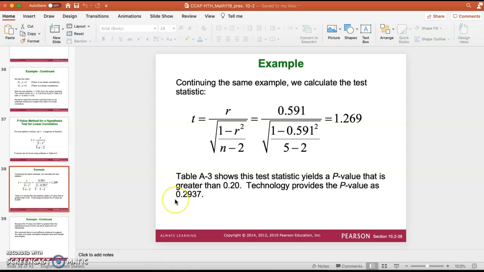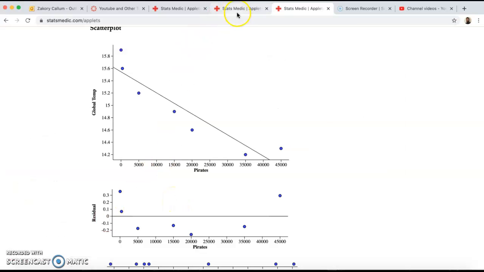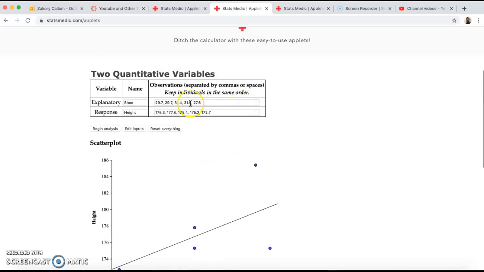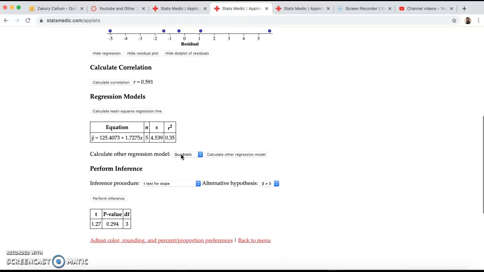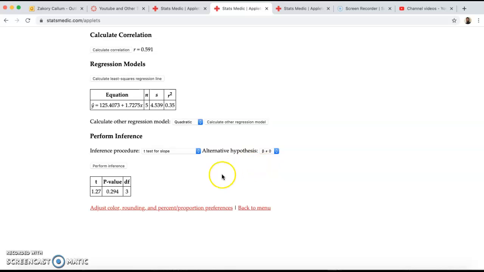And again, I recommend the StatsMedic applets for this. So I'm going to go to one of those here for the shoe print and height data. How I can find that, again, is just down here, and this is something that I already did before, just under this perform inference. Make sure this option is t-test for slope. This option is beta does not equal 0. You get that p-value of 0.294, which is much bigger than 0.05.